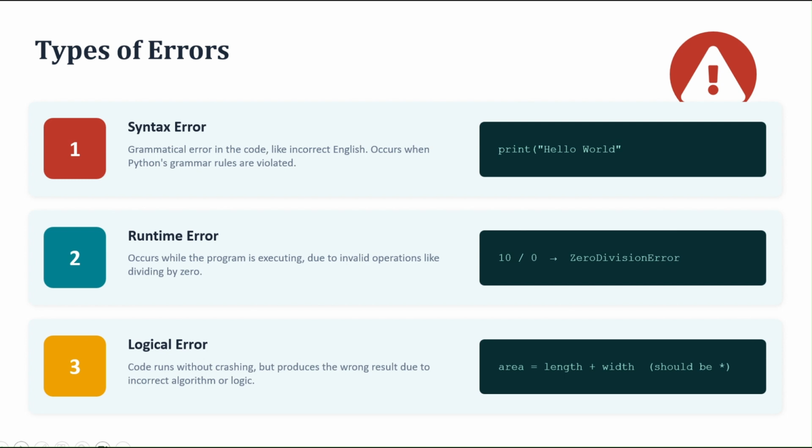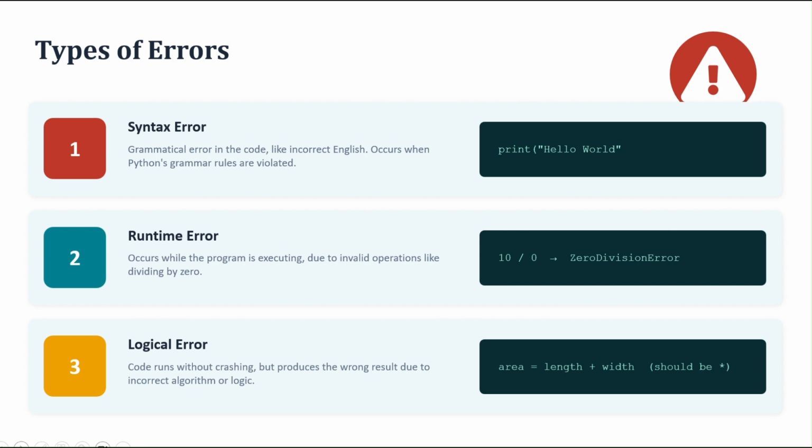Alright, now let's talk about errors, because trust me, you will get these. Everyone does, even senior devs. There are three types. Syntax error. This is basically a typo in your code, like you forgot to close a bracket or misspelled a keyword. Python literally cannot understand what you wrote. Easy fix though, just read the error message and fix it.